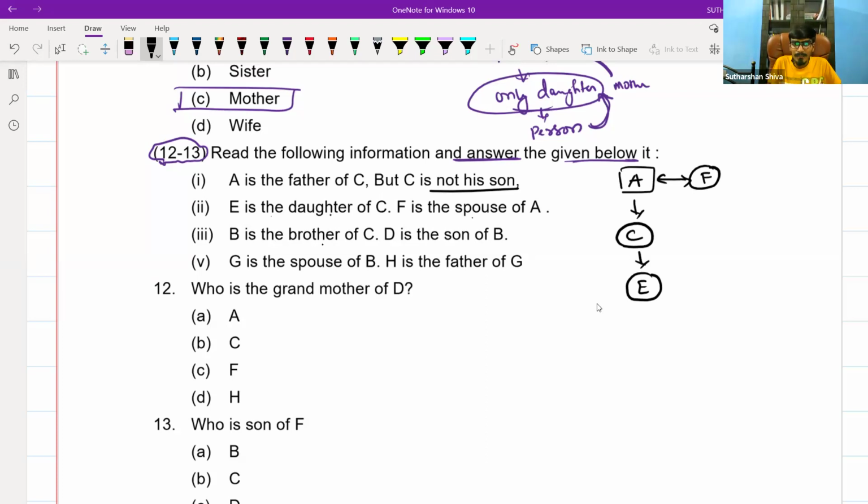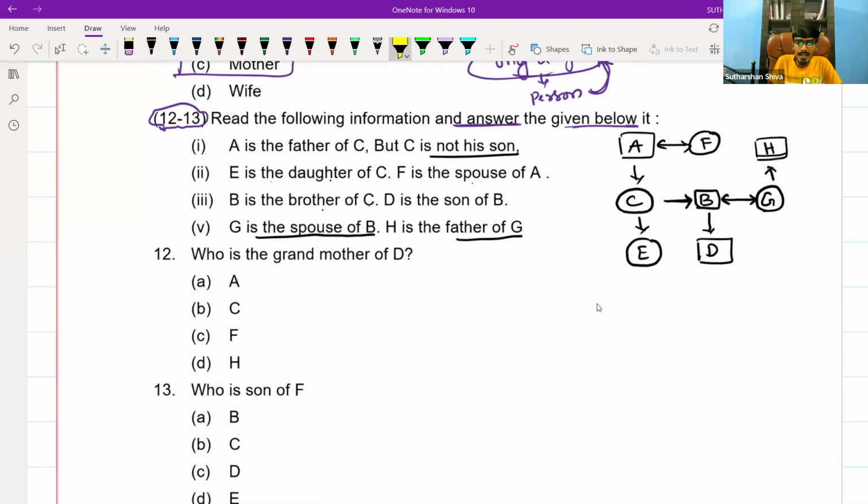Okay. B is the brother of C. B is the same generation, right? Brother. Fine. D is the son of B. Fine. G is the spouse of B. For B alone, spouse is G. It means G should be a female. H is the father of G. Okay, fine. G's father is H. Fine.